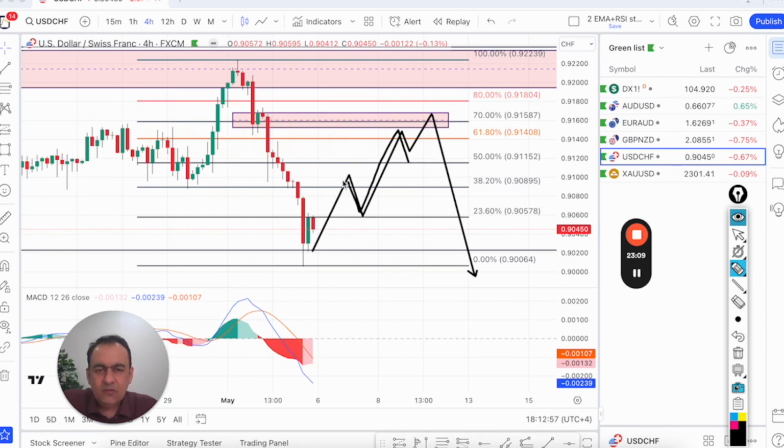So do not get trapped by selling early here. Wait patiently until it reaches back to 61.8 or 70 area. Once we see signs of exhaustion in the buyers, once we see bearish divergence coming here on the lower time frame, we can join the sellers.